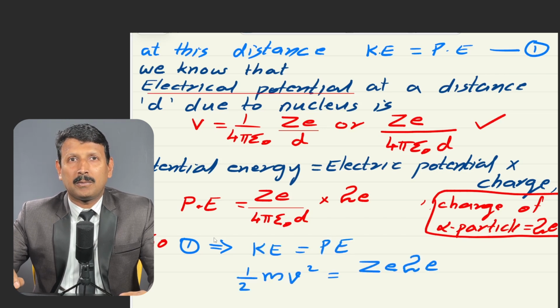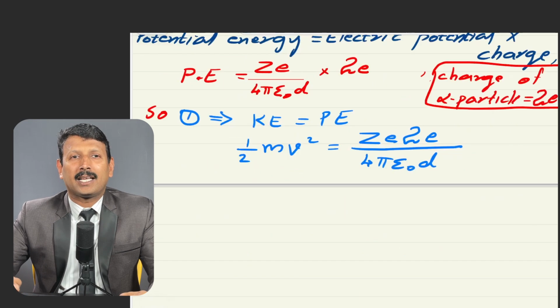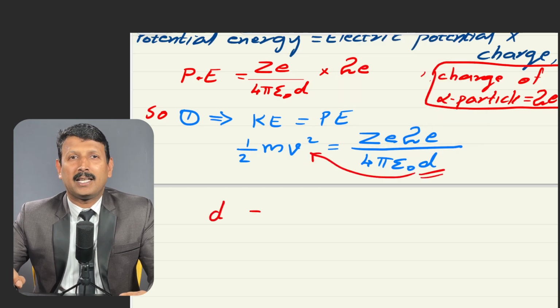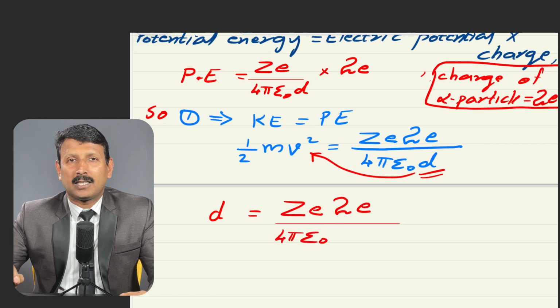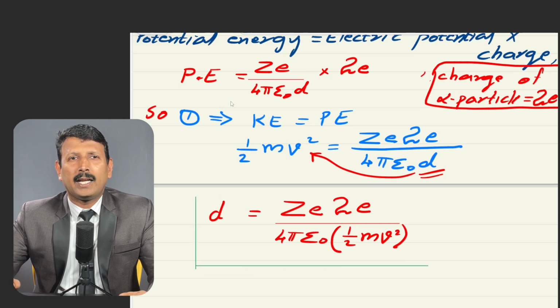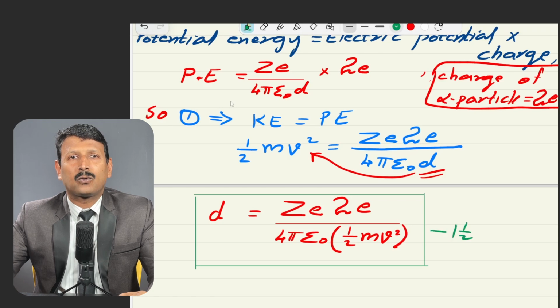As per equation number 1, kinetic energy is equal to potential energy. The kinetic energy equation is very common, right? Half mv² is equal to the potential energy we just made, Ze·2e/(4πε0 d). Since our target is an expression for d, just cross multiply it. So d = Ze·2e/(4πε0 × (½mv²)). This is the distance of closest approach.